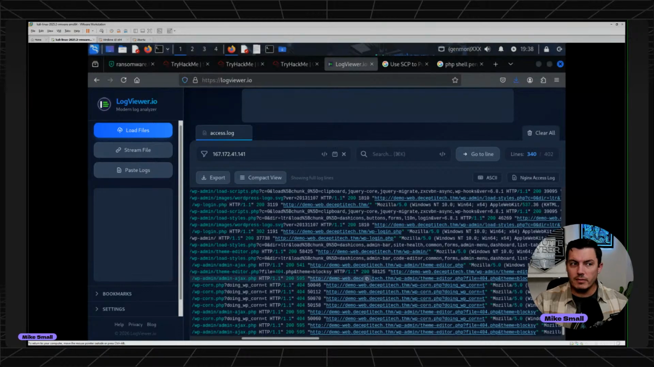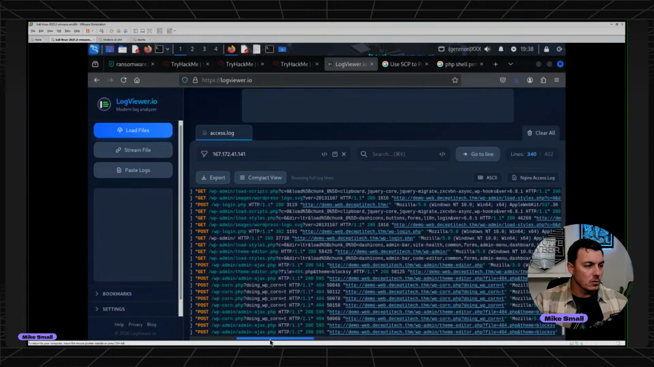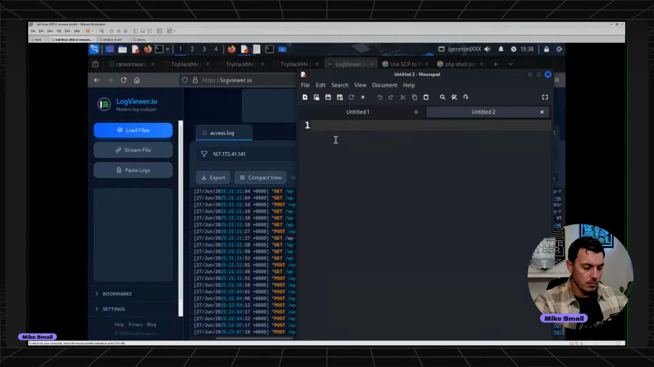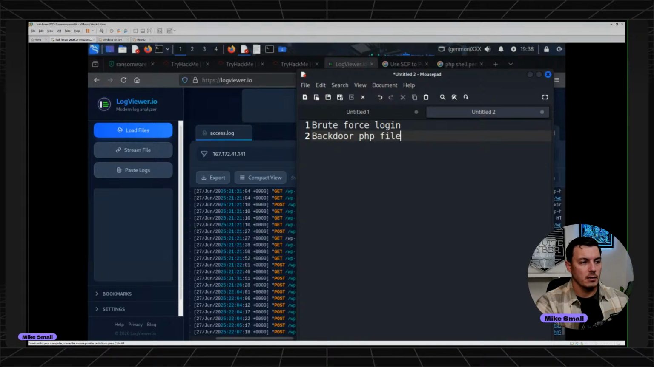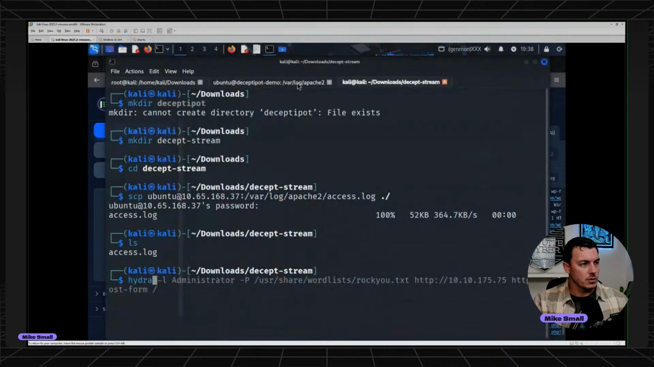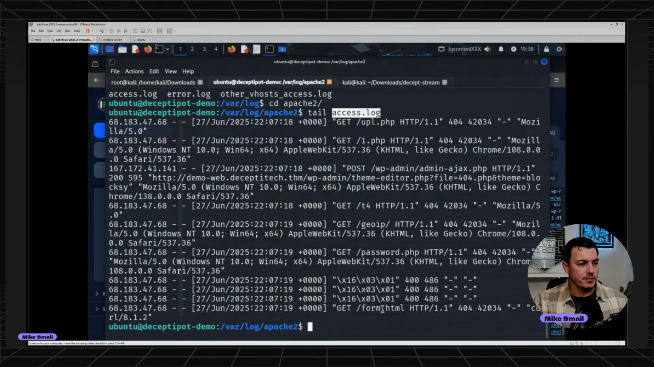All right, so we have some kind of idea here. And what we can do is, let's go ahead and jot down our notes here. Brute force, login. And then we have, what do we have? Backdoor PHP file. We don't know what that looks like. We'll build this timeline out more once we figure things out. Okay, so let's go over here. Let's go into our SSH session.